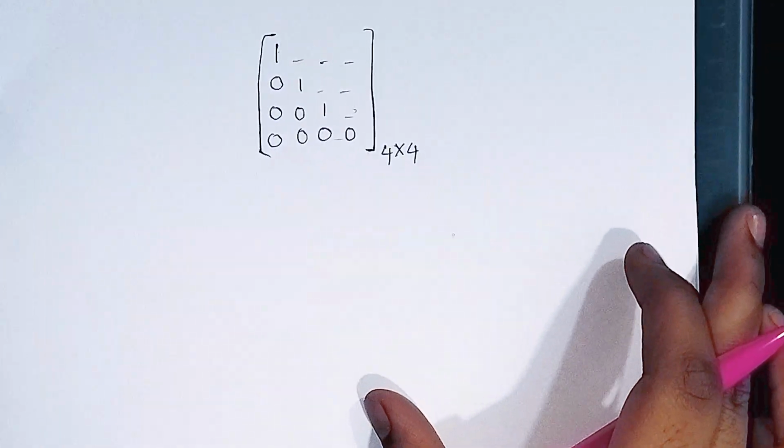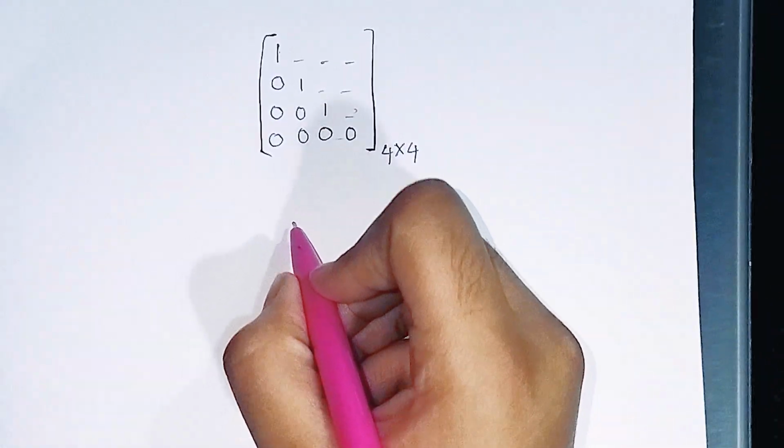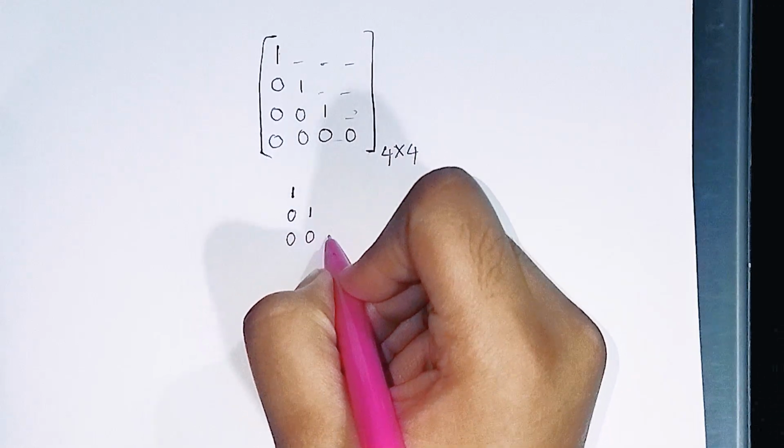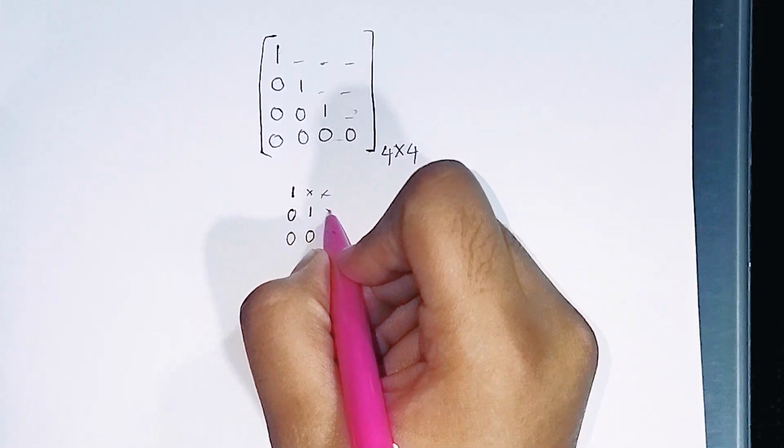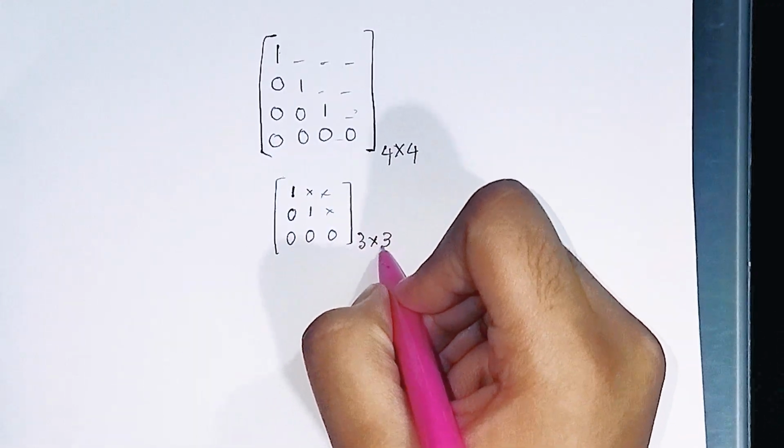It can be written in the same way in a 3 by 3 matrix as well. So the procedure will be the same thing. Here any numbers can be written. So this is a 3 by 3 matrix.